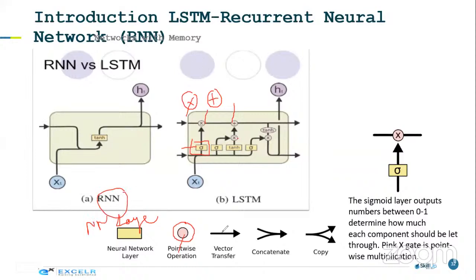Okay, RNN layers, and these arrows are nothing but the vector transform. It means we are passing the information, the vectors of the information. That is what we are passing.